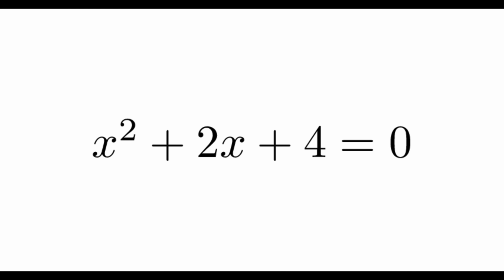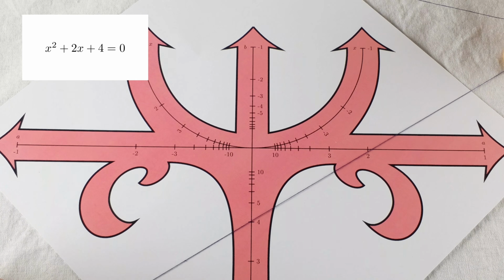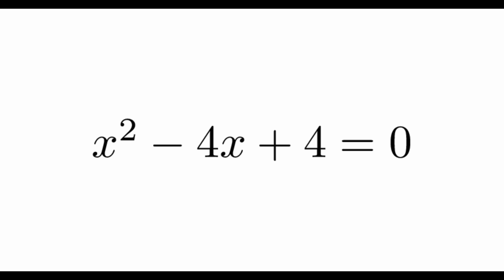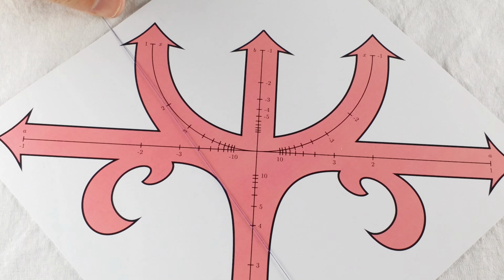You know, sometimes there are no solutions, like in this case, x squared plus 2x plus 4 equals 0. When you try to do that on the nomogram, you'll see the string doesn't touch the circle at all, so no solutions. Or how about this one, x squared minus 4x plus 4 equals 0, which has one unique solution. And the string only hits the circle once. Man, they've thought of everything.